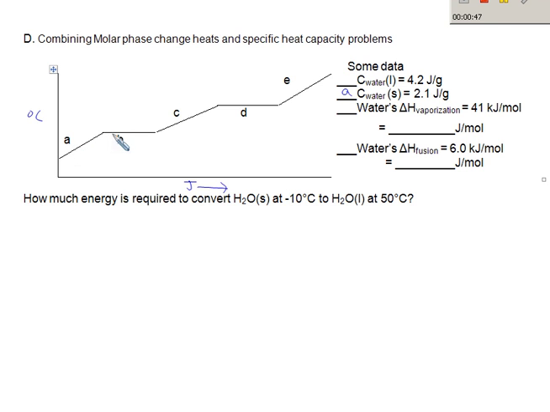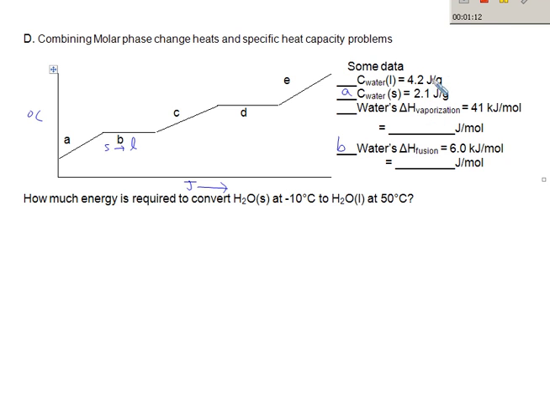Region B, this is where we're staying at the same temperature. We're going from a solid to the liquid phase during this portion of the curve. So in this portion of the curve, we're looking at water's delta H of fusion. So we're in region B.